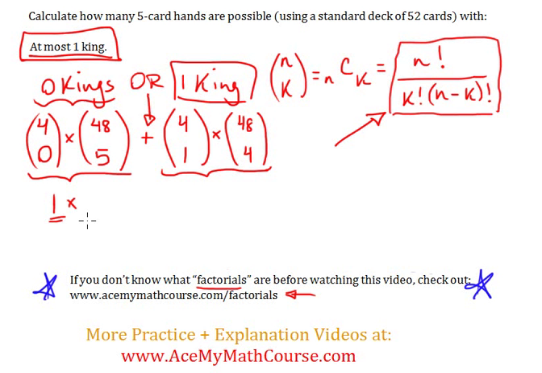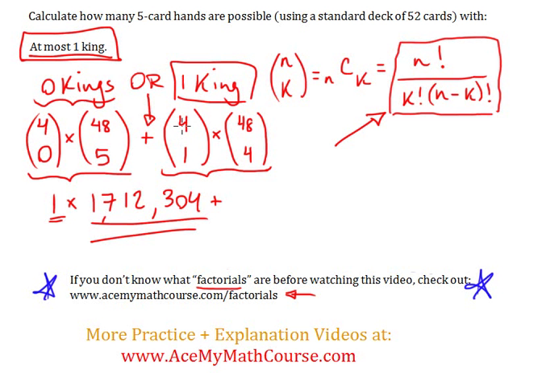Now 48 combination 5, that's going to be a pretty big number. 1,712,304 ways. Okay, so if you're not selecting a king at all, there are 1,712,304 5-card hands without any kings. Great. What about over here?